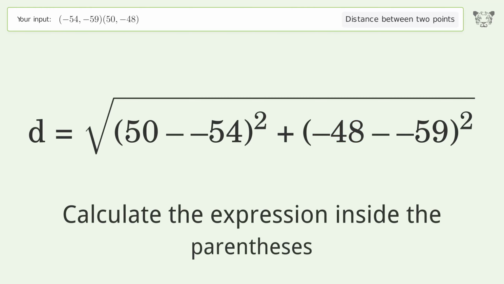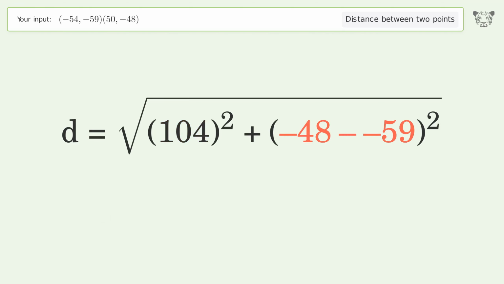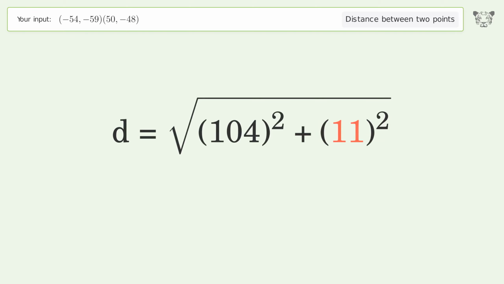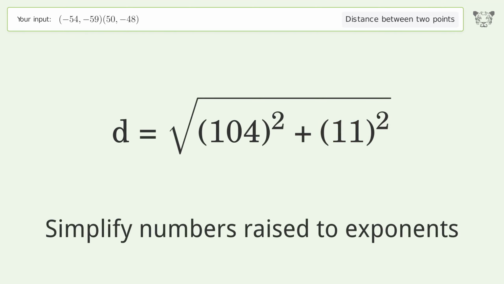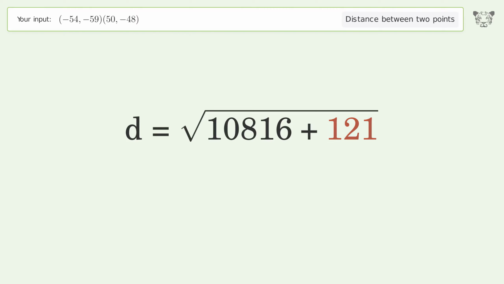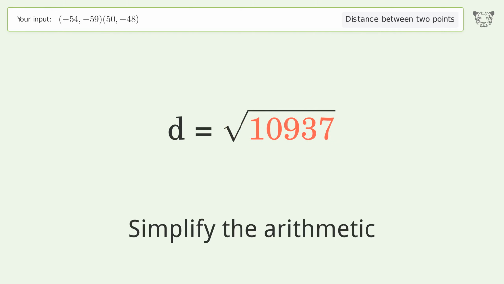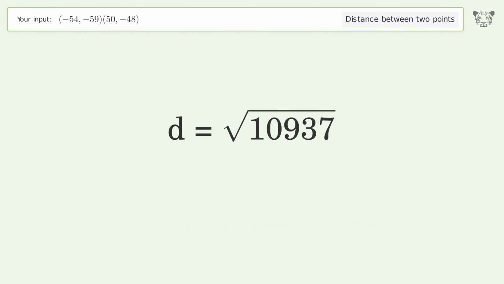Calculate the expression inside the parentheses. Simplify numbers raised to exponents. Simplify the arithmetic. And so the distance between the 2 points is the square root of 10,937 or 104.58.